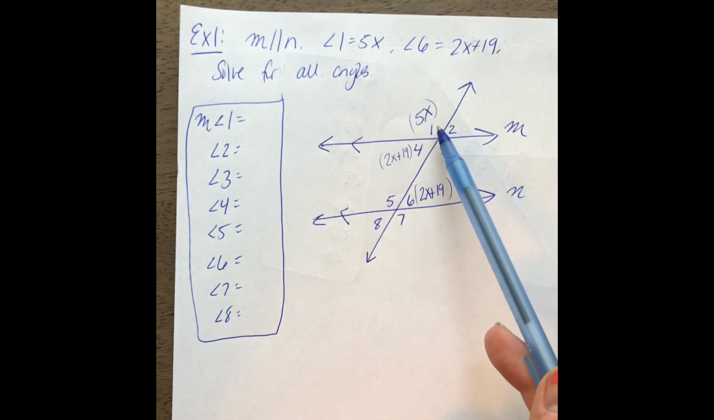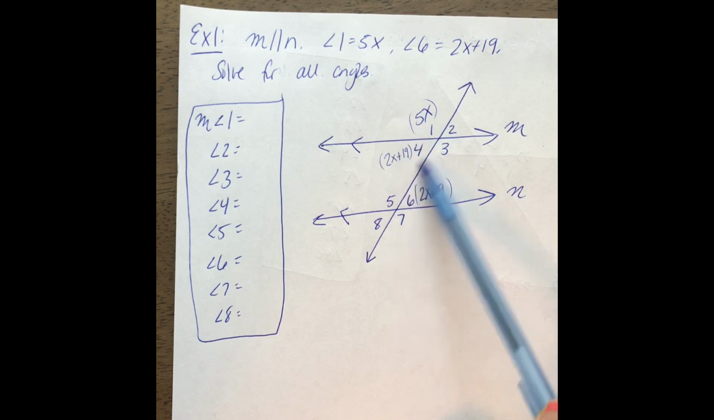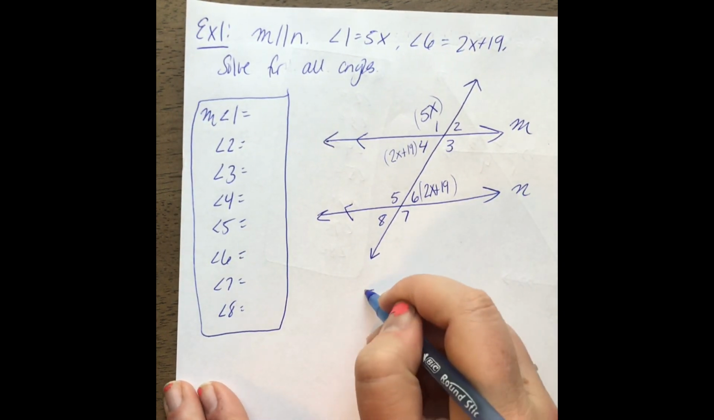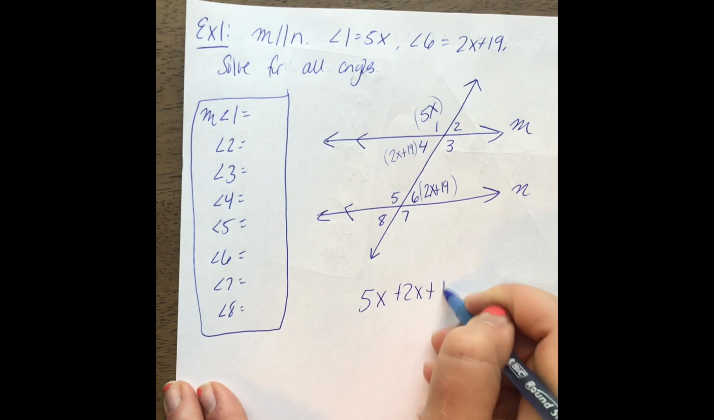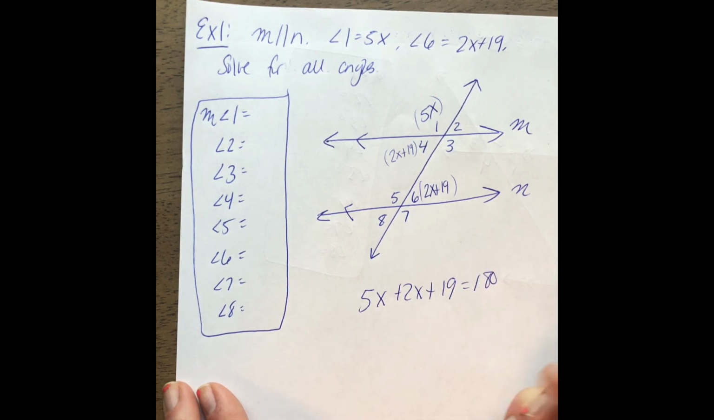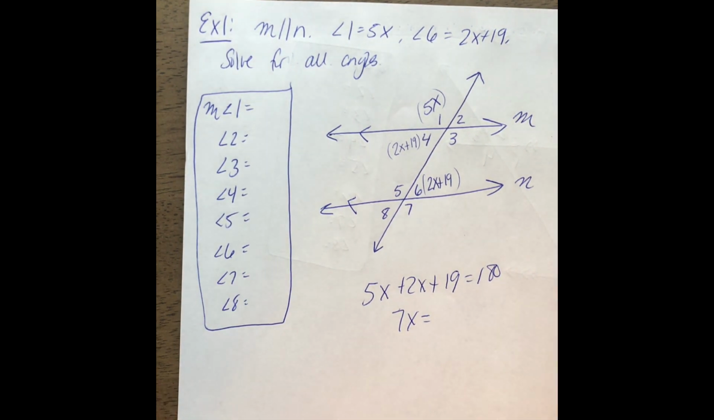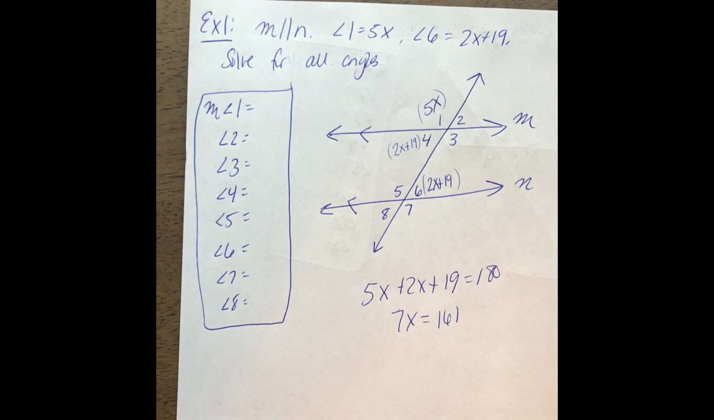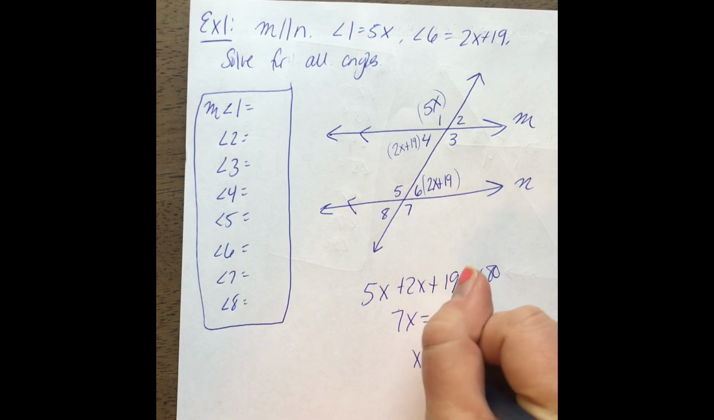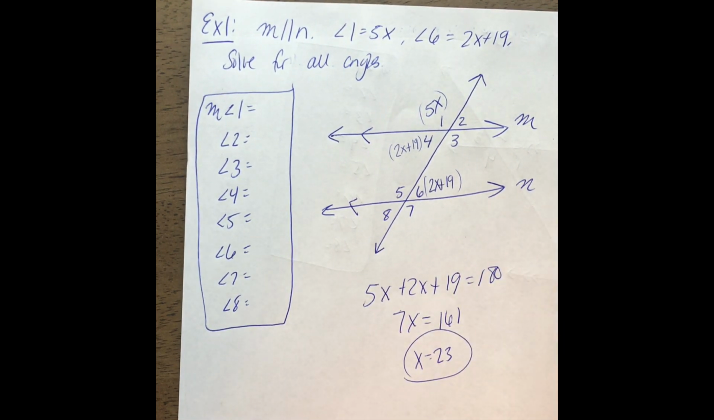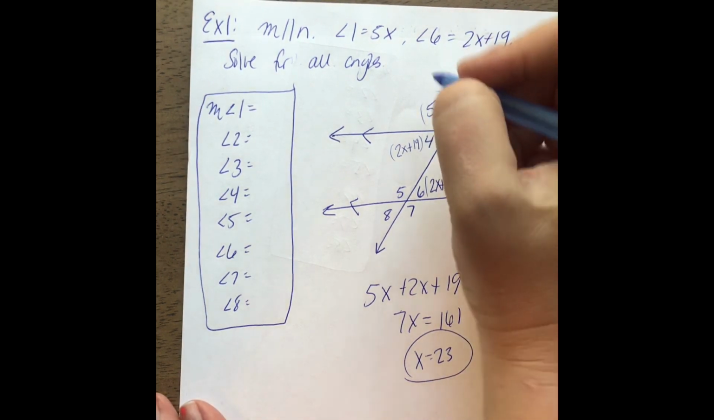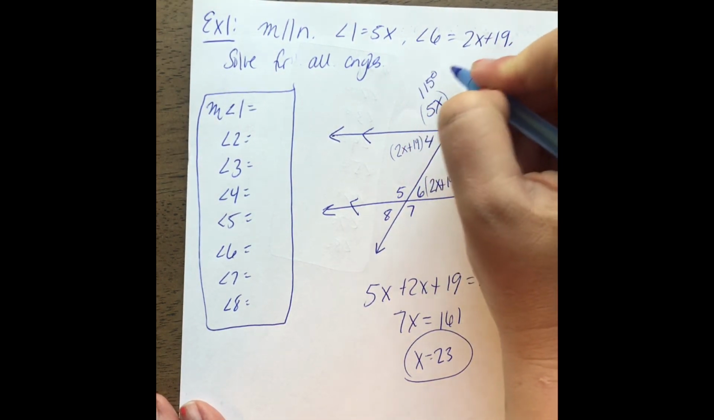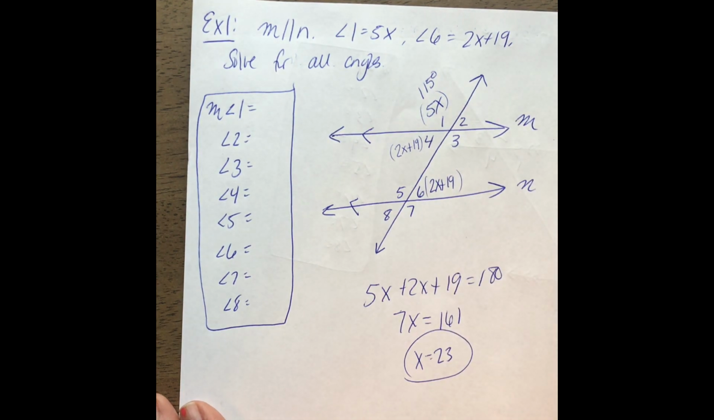Now looking at the relationship between angles 1 and 4, these are a linear pair, meaning that they add up to 180. So now I can do 5x plus 2x plus 19 is equal to 180. I'm going to have 7x is equal to, what's 180 minus 19? 161. And if you divide both sides by 7, you're going to get x is equal to 23. So if x is equal to 23, this angle, 5 times 23, is 115 degrees, and that makes this other angle 65.